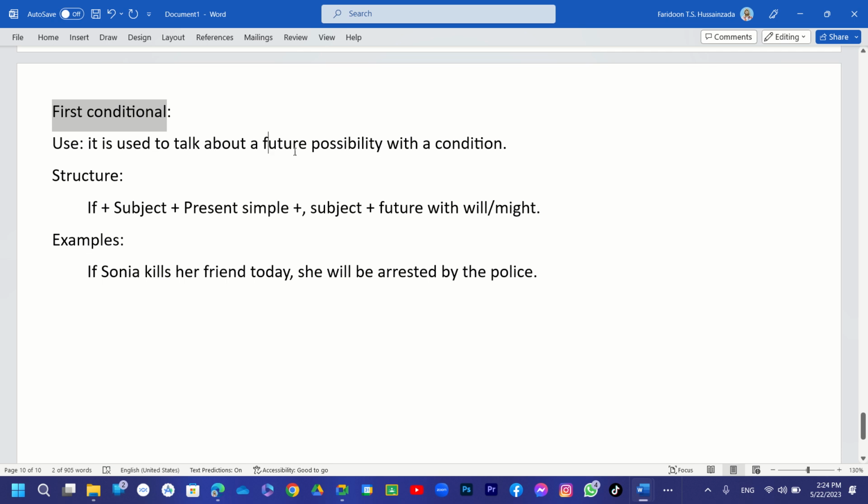It's talking about a future possibility. The future possibility is that she will be arrested, right? And the condition for that is that she kills her friend. If she doesn't kill her friend, of course she will not be arrested. Okay, that's what makes it so easy to use this simple definition. Any questions? Sorry, not examples. Do you have any questions?